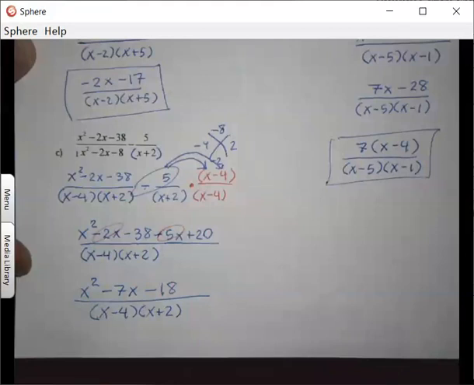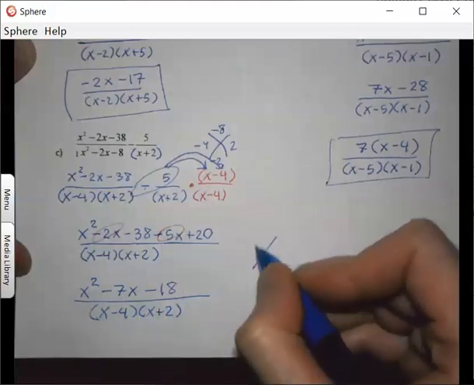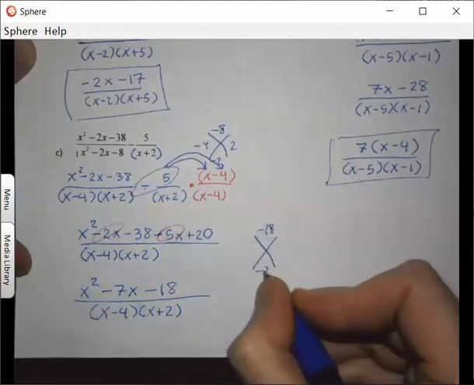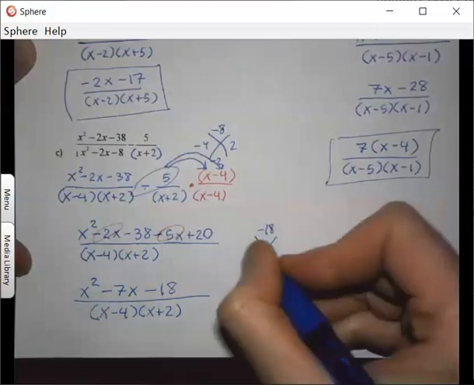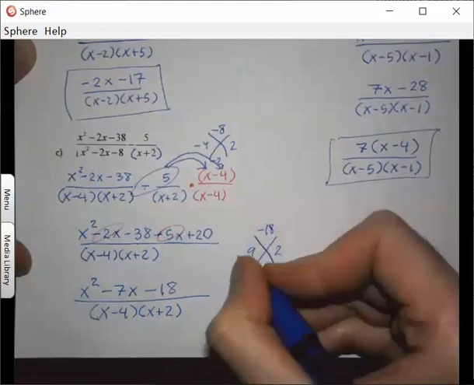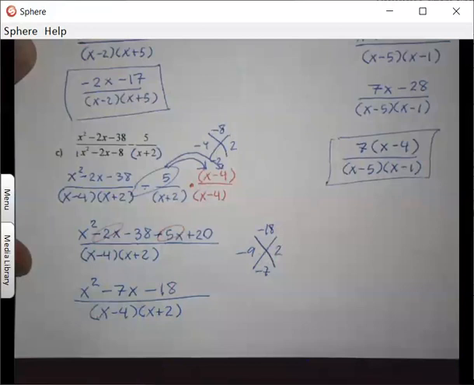Step 4, we want to check to see if we can factor the numerator now that it's simplified. So let's see, do a diamond problem. Minus 18 and minus 7. Looks like 9 times 2. Minus 9 times 2 is minus 18. Minus 9 plus 2, minus 7. That works. So I'll write it factored.